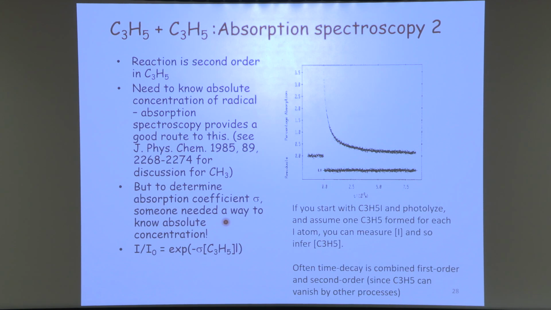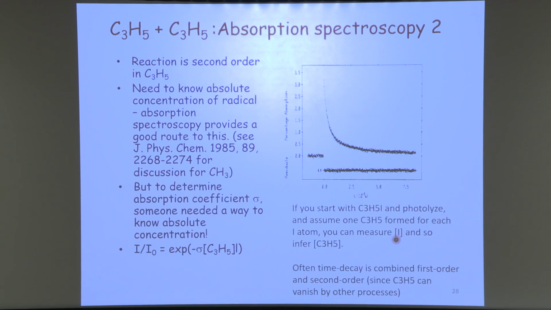But you have to have some way to get the absolute concentration. If you start with allyl iodide as your precursor, and you assume that when you see an allyl radical, you must have also formed an I atom, because the way you formed it was breaking the C-I bond between the iodine atom and the allyl radical.